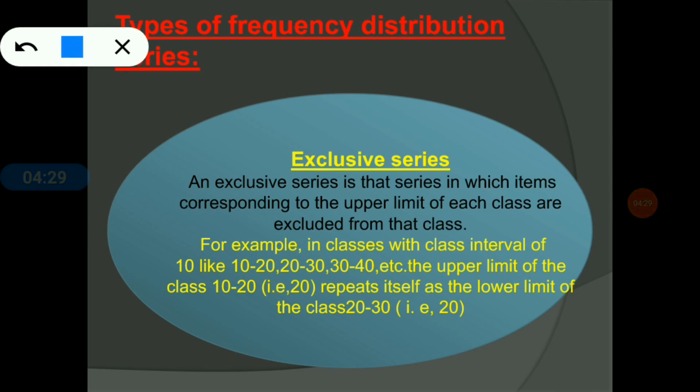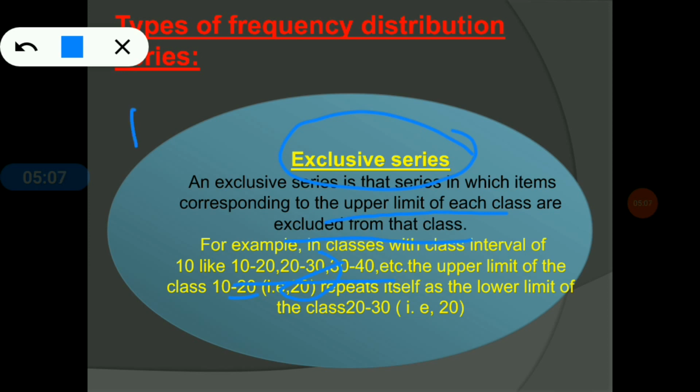So an exclusive series is a particular series in which items corresponding to the upper limit of each class are excluded from that class. I think it will be very clear when we use an example. For example, 10 to 20, 20 to 30, 30 to 40. This series is known as an exclusive series, because 20 is the upper limit of this class, and it repeats itself as the lower limit of the next class.